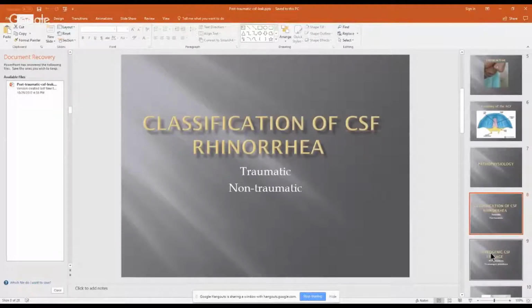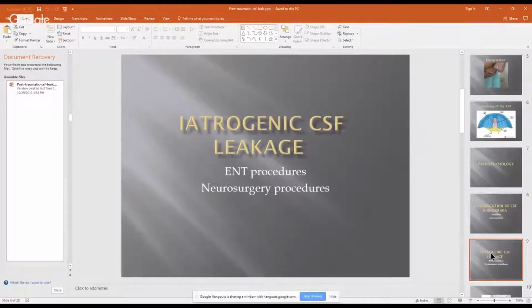Classification of CSF rhinorrhea. CSF rhinorrhea can be classified into 2 big groups: traumatic and non-traumatic causes. Because this talk is considered a traumatic one, non-traumatic causes of CSF rhinorrhea will not be discussed. Regarding the traumatic causes of CSF rhinorrhea, it may result from either iatrogenic or surgical trauma or accidental trauma.